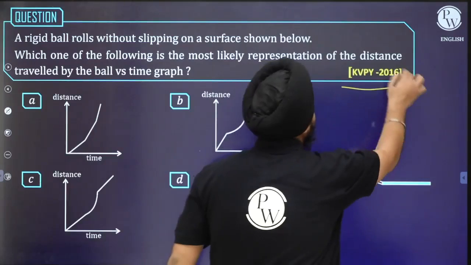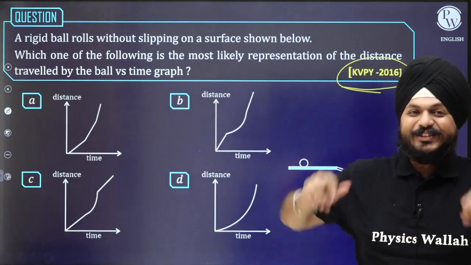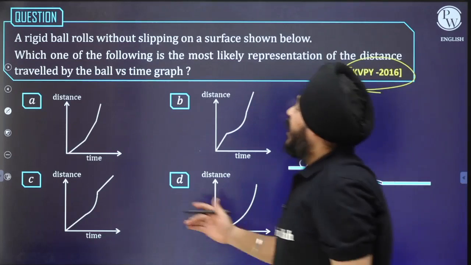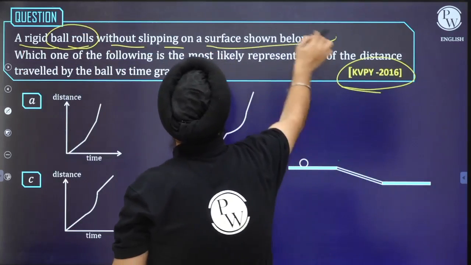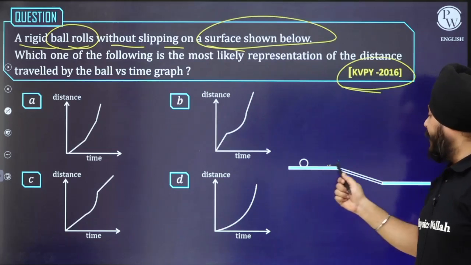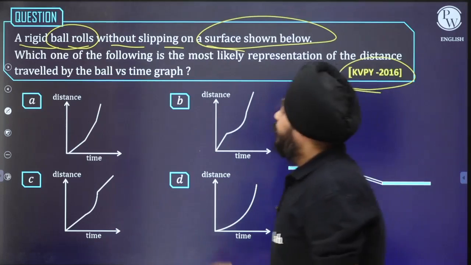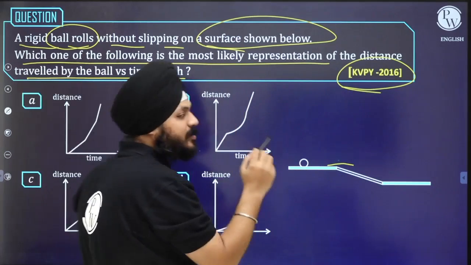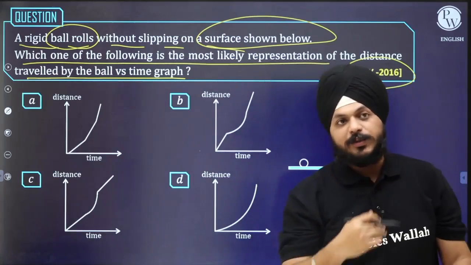KVPY 2016, it is a very, very easy question. Let's move on. A rigid ball rolls without slipping on the surface as shown below. From this position, the ball starts rolling and rolls down the surface. Which of the following is the correct representation of the distance versus time graph?